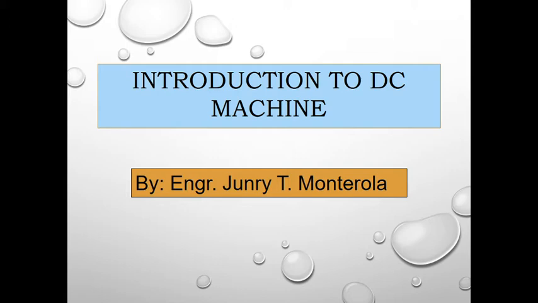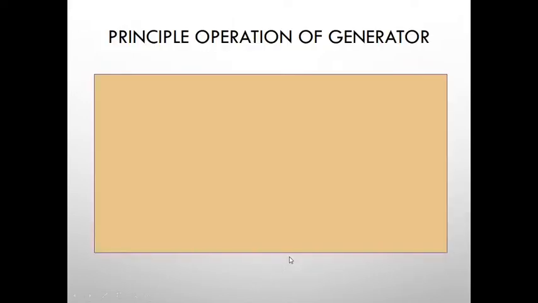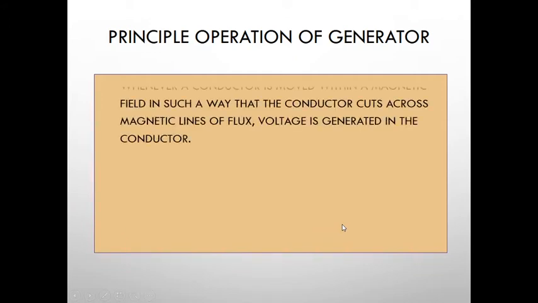This time I will discuss the principal operation of a DC generator. Whenever a conductor is moved within a magnetic field in such a way that the conductor cuts across magnetic lines of flux, voltage is generated in the conductor. So when you have a conductor placed in a magnetic field and moving, it cuts the magnetic lines of flux, and that results in an induced EMF.